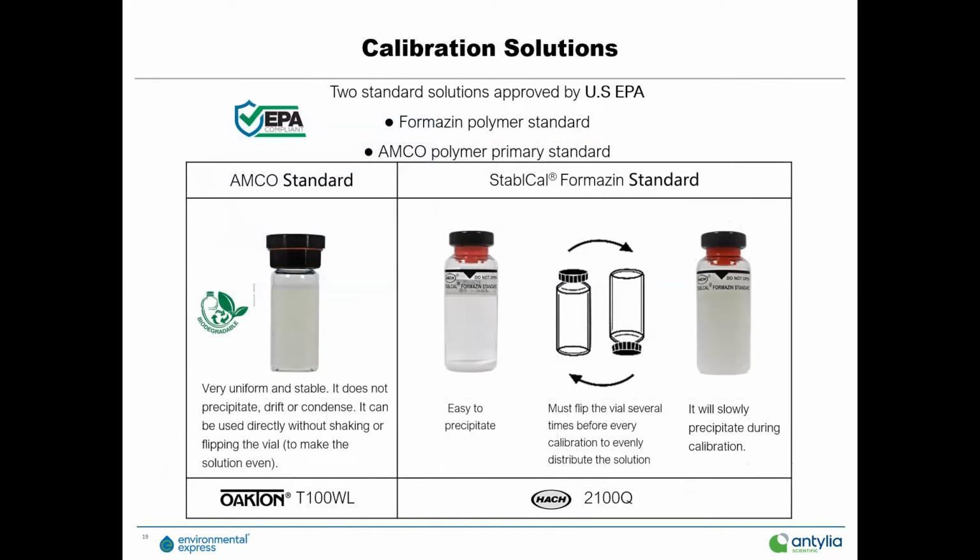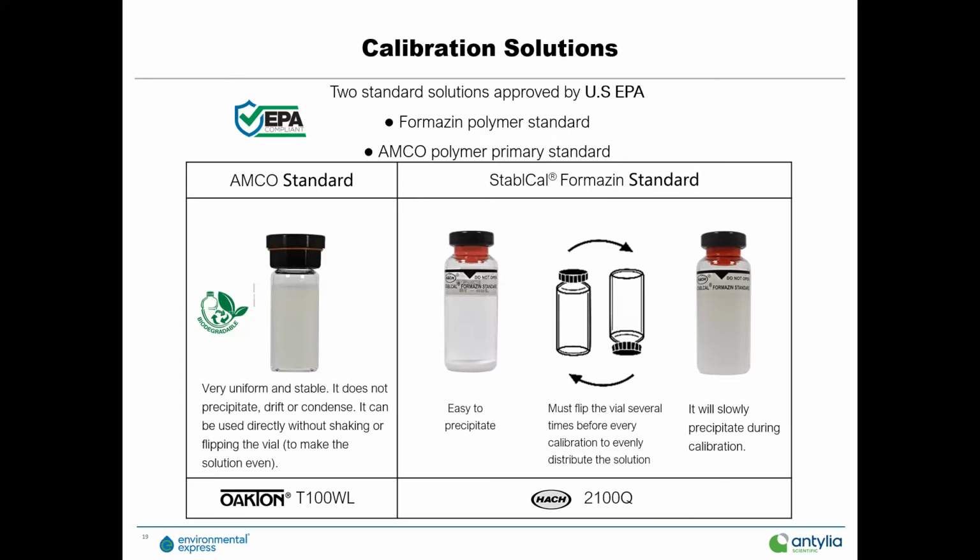Next, let's talk about the solutions, because this is key. We talked for pH measurements that your buffers are a key part of being compliant for pH measurements, and the requirements of resolution, 3 calibration points, and automatic temperature compensation. Well, one of the big requirements for turbidity is the standard. There's 2 main solutions that are approved by the EPA, the Formazin polymer standard and the AMCO polymer standard. We use the AMCO standard. It's a biodegradable polymer that doesn't settle out.